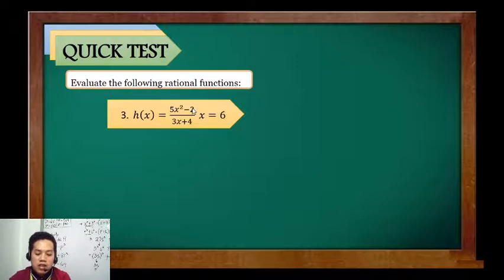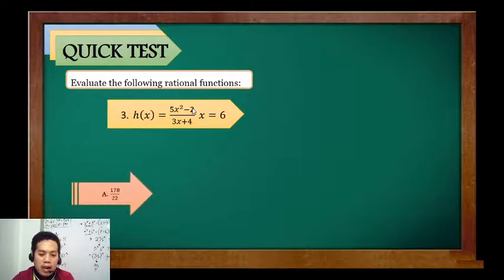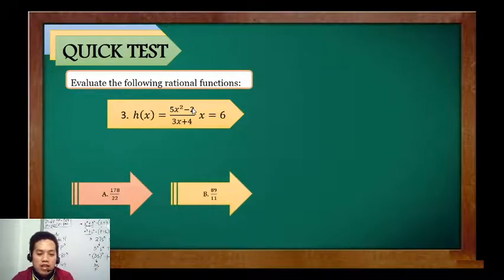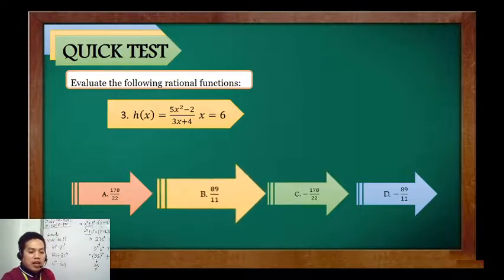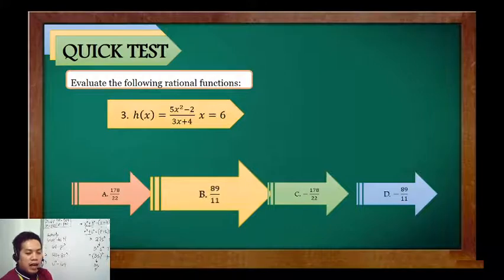Okay, choices, natay, 178, letter A, letter B, letter C. Okay? So, 2 minutes. Okay? Okay. So, the correct answer we have is 89 over 11. So, why 89 over 11?